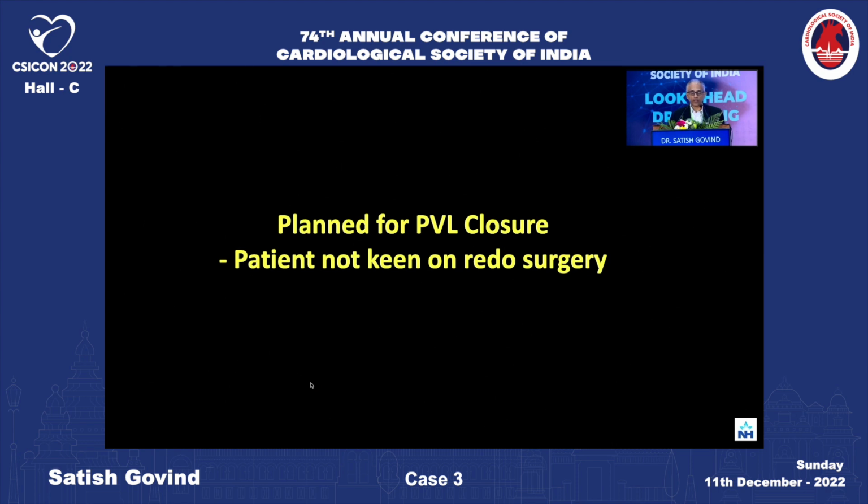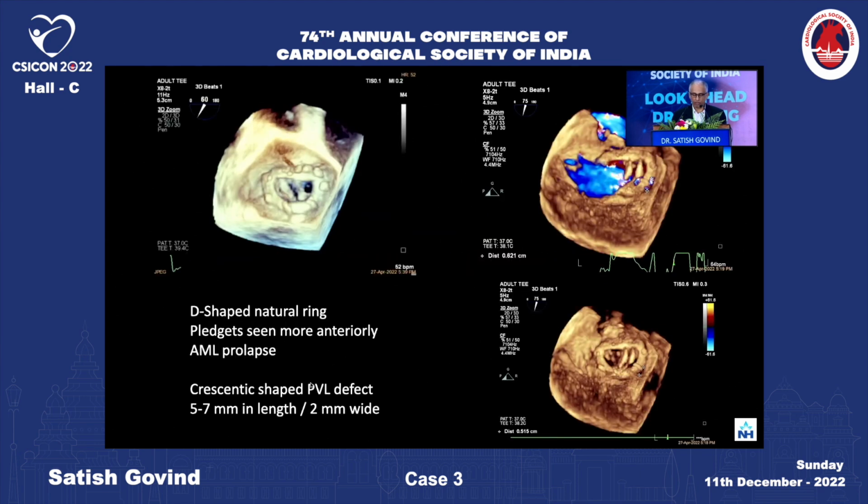So at this point, the situation was discussed with the patient. He was definitely not keen on any sort of surgery, and he wanted some other treatment strategies, and he agreed for the paravalve leak closure. So this was at the time of the closure on the table. So you can see the valve a little better here.